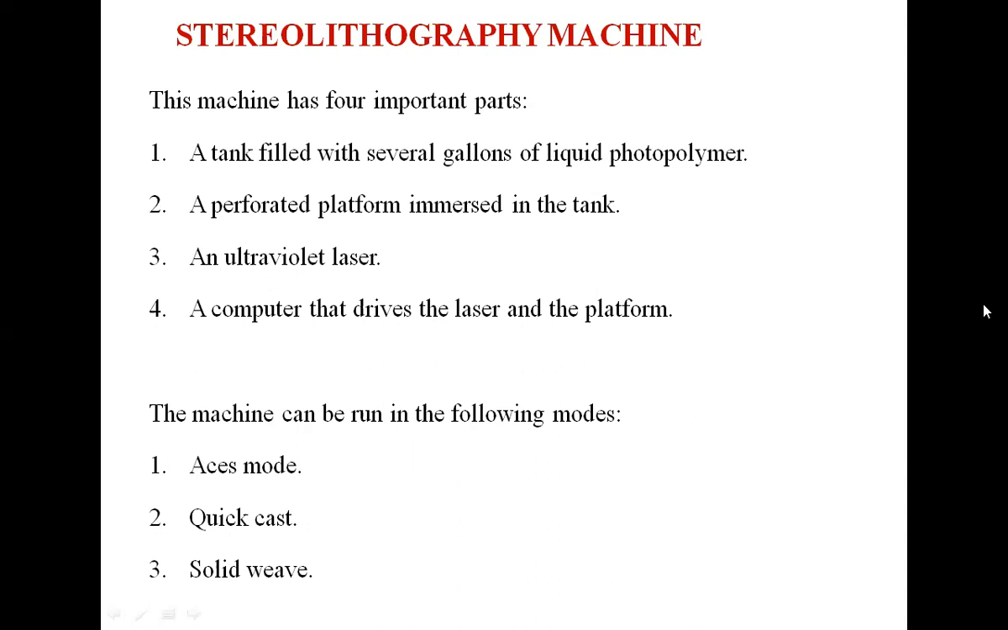This machine consists of four parts. That is the tank with liquid polymer. The main component of this rapid prototyping, the stereolithography process, is the liquid polymer, which is a must. So this machine consists of gallons of liquid photopolymer. This is the material, and the platform is immersed in the tank. An ultraviolet laser is used, and a computer drives the laser and the platform. The machine can be run in the following modes: access mode, quick cast, solid weave.